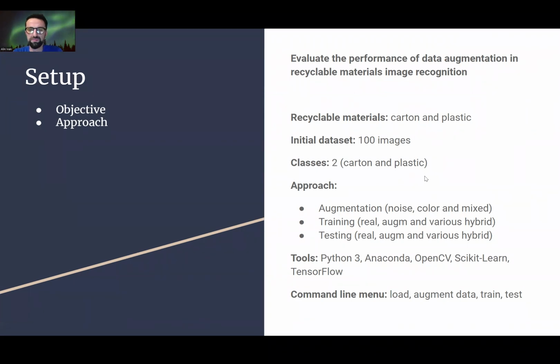The goal was to evaluate the performance of data augmentation, and I needed a data set. I focused on carton and plastic. I had these two classes and 100 images per class. I have provided noise, color, and mixed augmentation, a combination between those two. And I have trained and tested using machine learning on the real data sets, various augmentations, and various hybrids as a mix between those two. I have used tools such as Python 3, Anaconda, OpenCV, scikit-learn, and TensorFlow. I've also created a command line menu where users can load, augment data, train, and test.